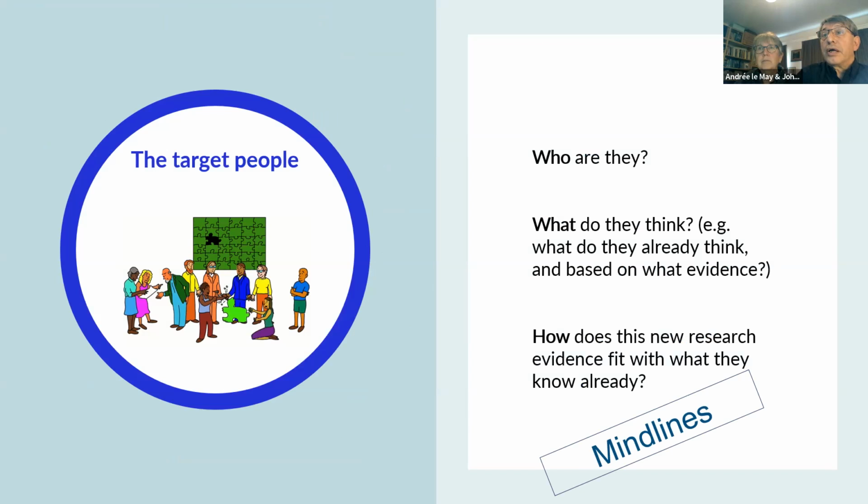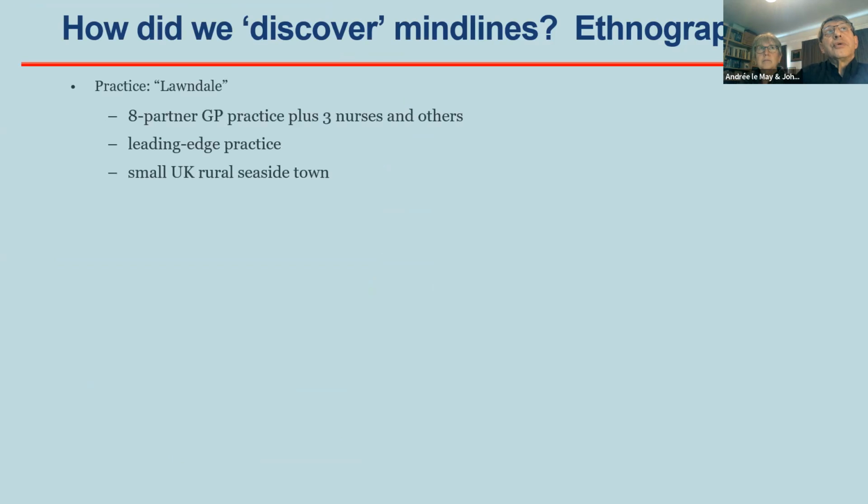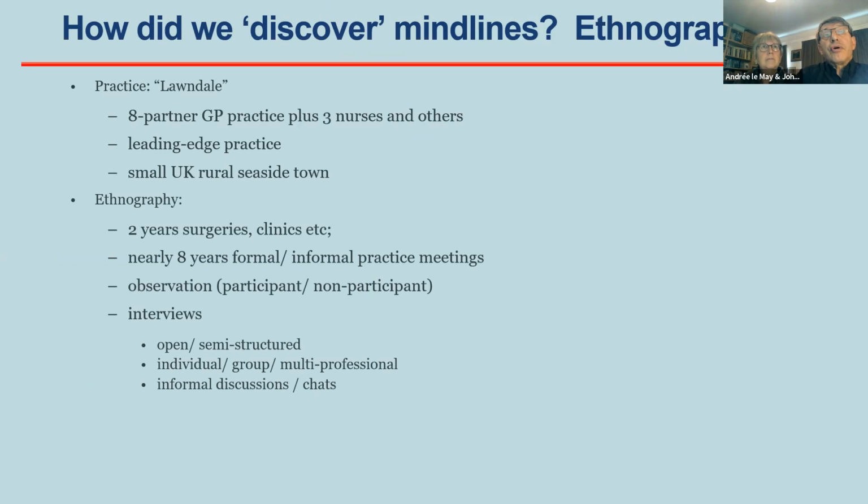And that's where the idea of mindlines came in. The way that we came across mindlines was through ethnography, through actually sitting with a practice that we call Lawndale, deliberately chosen as the best practice in the region on all sorts of measures and criteria, an 8-partner practice, rural. We did an ethnography for 2 years. We were following surgeries, sitting in clinics, sitting in the coffee room, observing them.